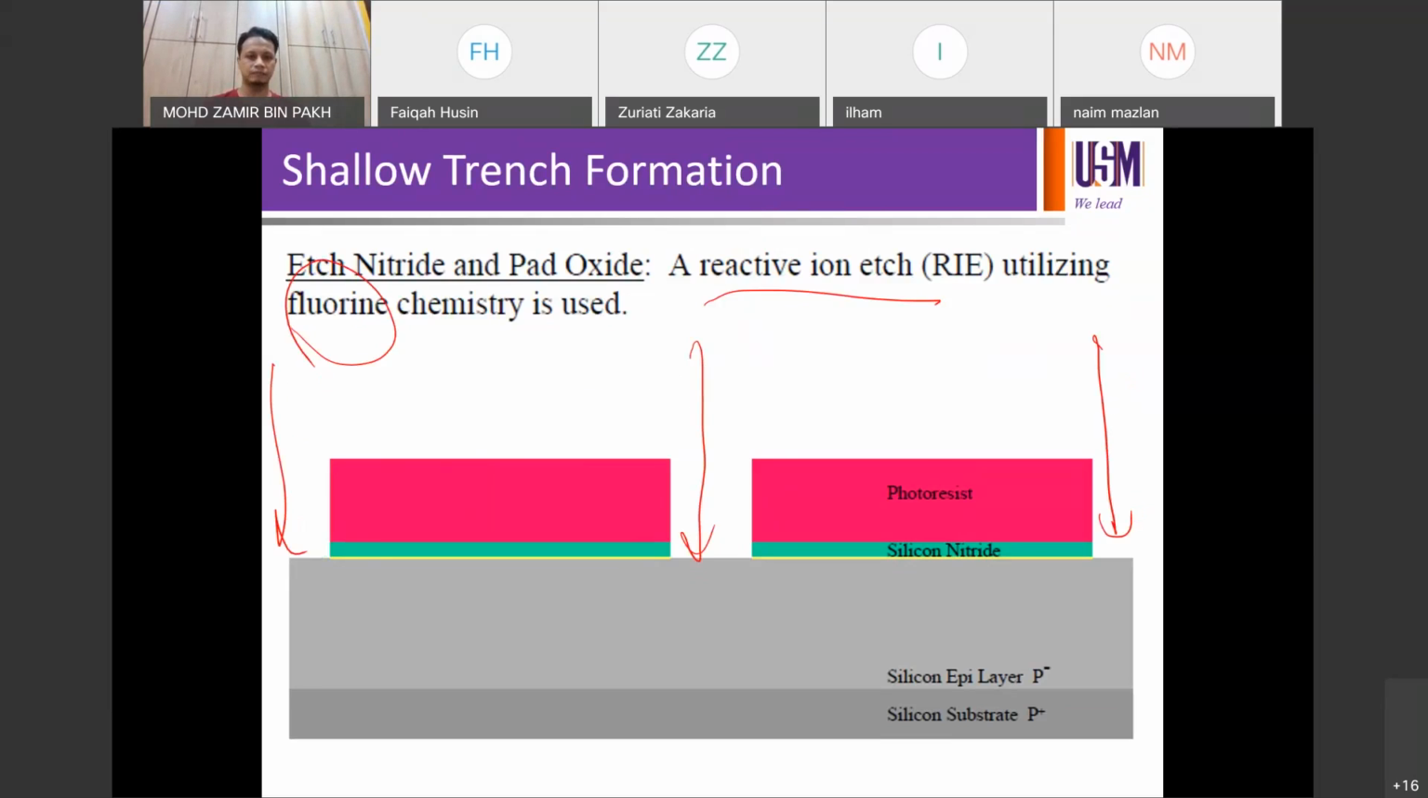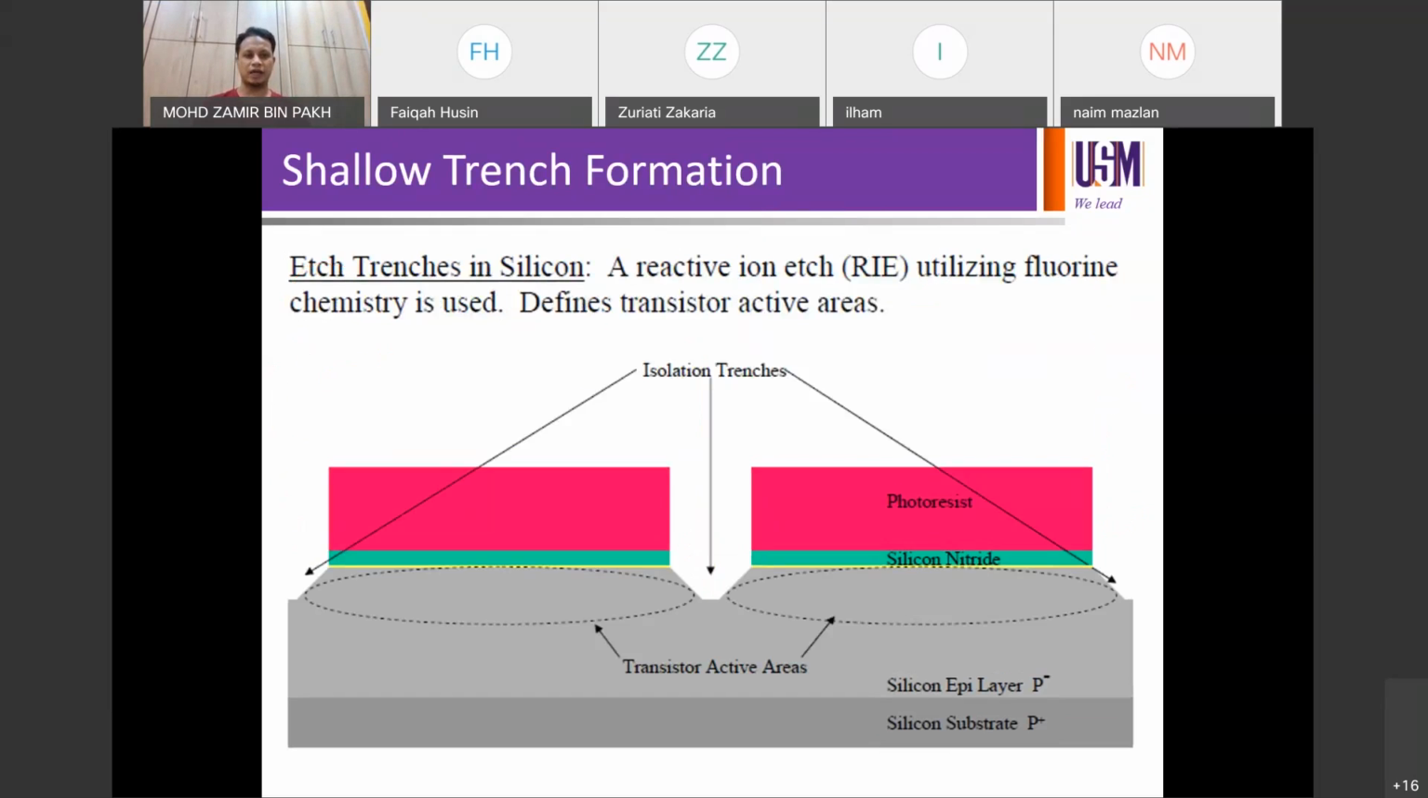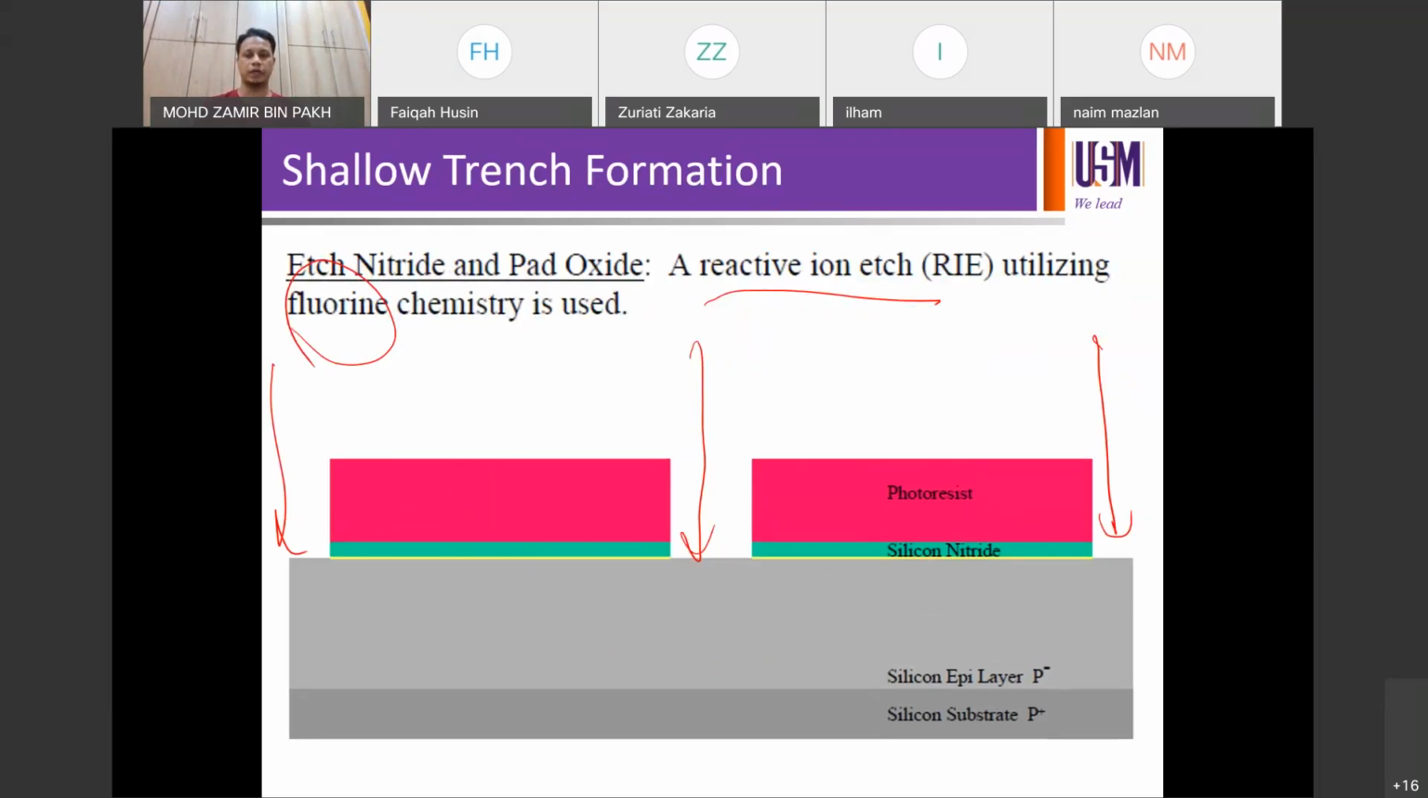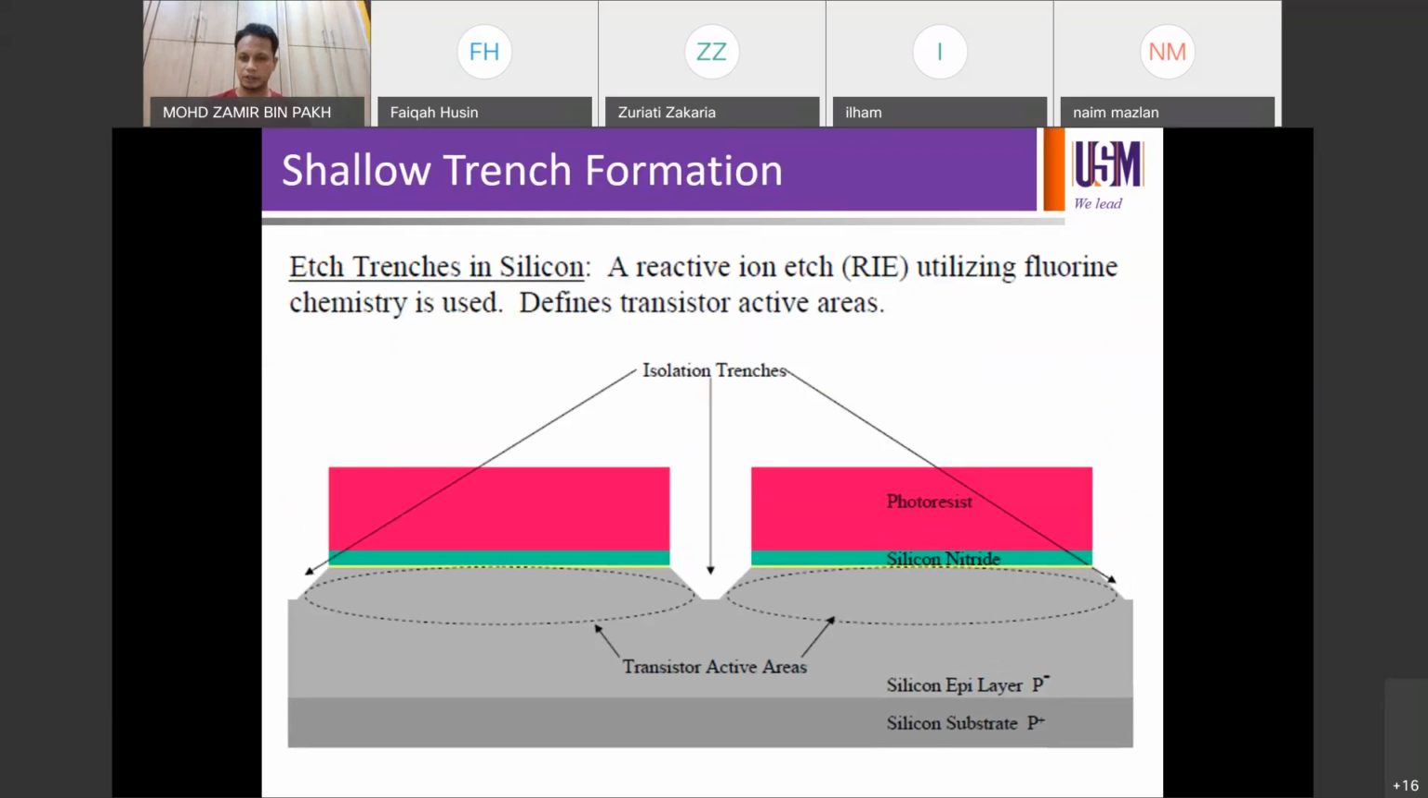So what's next? Then we etch the trench in silicon. We etch the hole or the drain in silicon, using RIE process again, utilizing fluorine chemistry. So we define the active areas of the transistor. Okay, you can see a little bit of its shape now, but the story is not finished yet. So you now can see a little bit of the transistor, but not yet. The active areas of the transistor will be observed very soon. So you now have the trench. Trench, you correct, a hole, a hole.